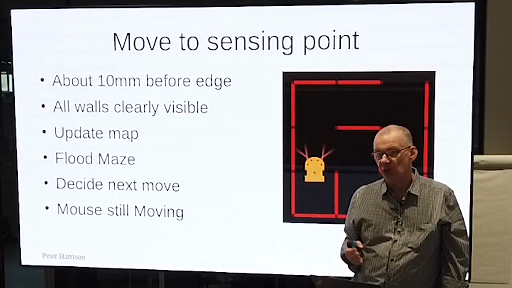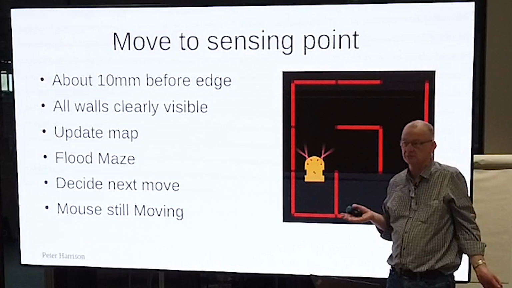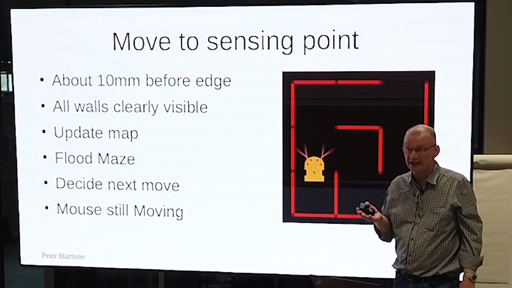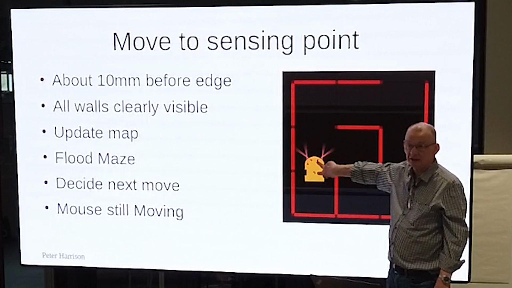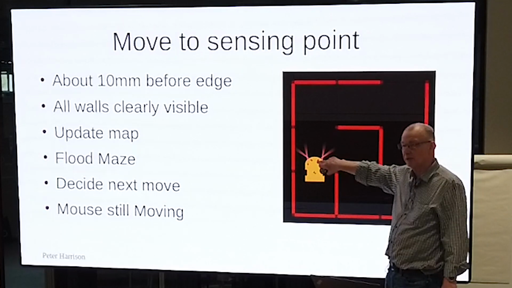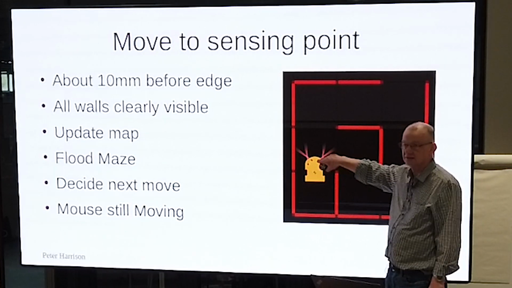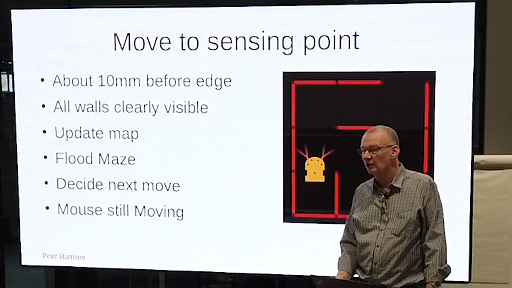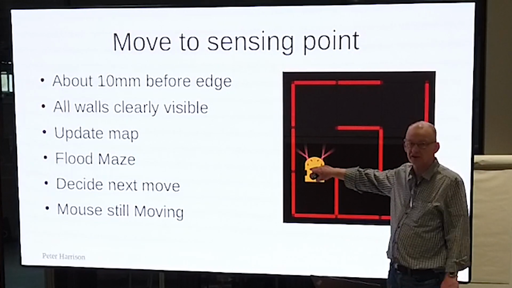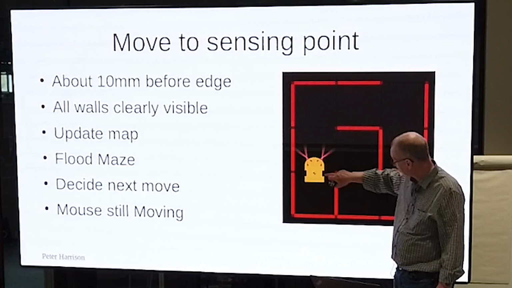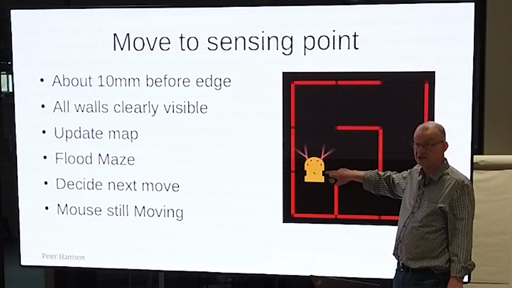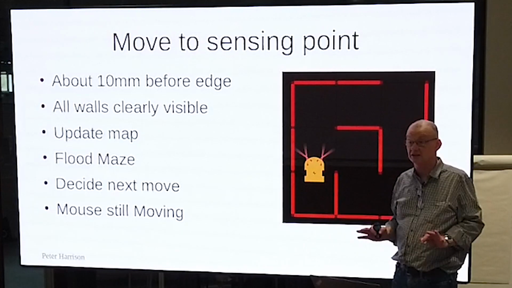All right? So if you're exploring at 500 millimeters a second, which is a reasonable speed, and it takes you a tenth of a second to flood the maze, you are suddenly in big trouble because you're way up here. So this is why, over the years, I have stressed to people the value of a very fast flood. And you can flood the maze in tens of milliseconds, even on a lowly Arduino. And if you're doing it in tens of milliseconds, you might only have moved 2, 3, 4, 5 millimeters. And that's why I do this before this cell boundary, in the hope that I won't have gone any more than 5 or 10 millimeters past it by the time I've done whatever decision making I need to do.